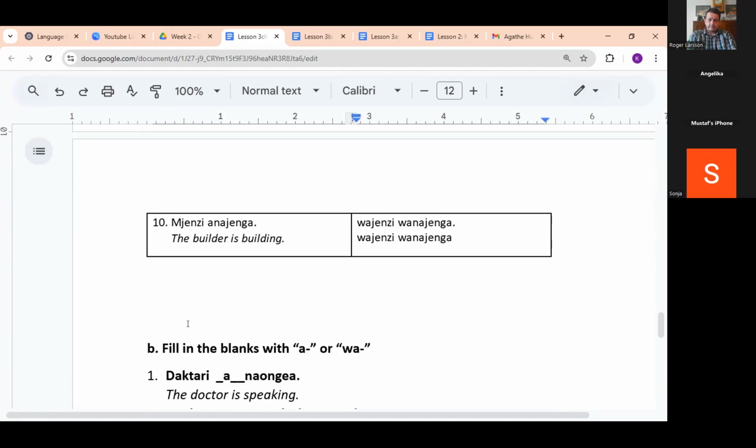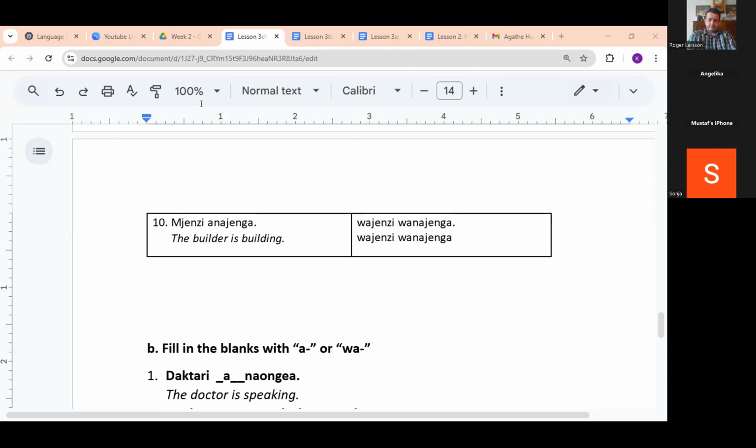For here, fill in the blanks with either a or wa. So, okay, we have a comment here. Kaka Roja, mwanafunzi. No, I was just typing. When you say you will give us 3 examples, I can't get it out of my head. Okay, yeah, you can read. Soma tafadhali.